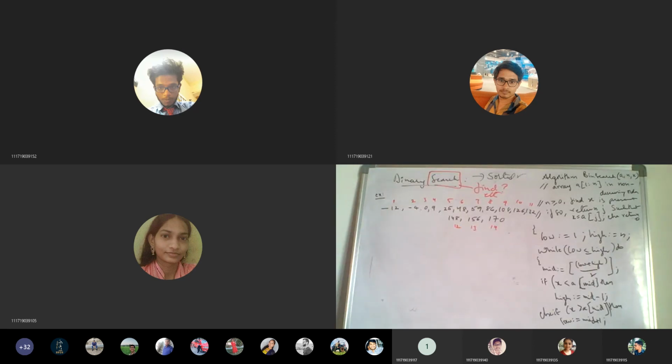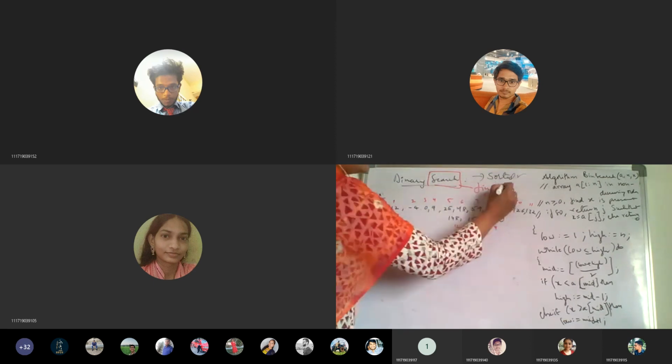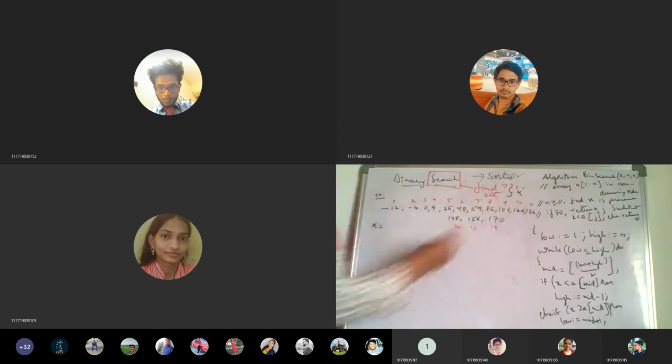So the logic here is, suppose I want to find an element X. X is nothing but the element we are going to find in this sorted array. Here X is equal to 170 that I want to find. So let's maintain a table here.